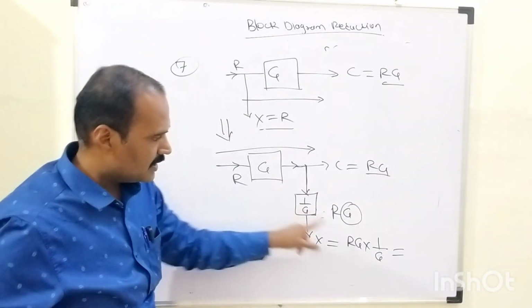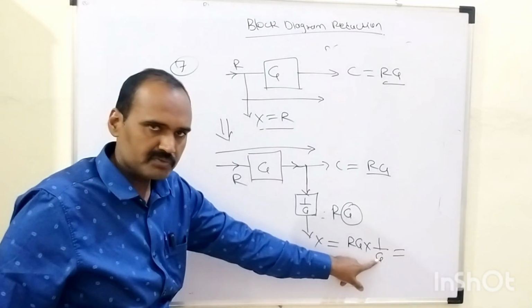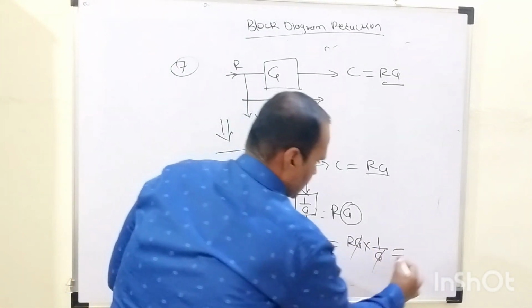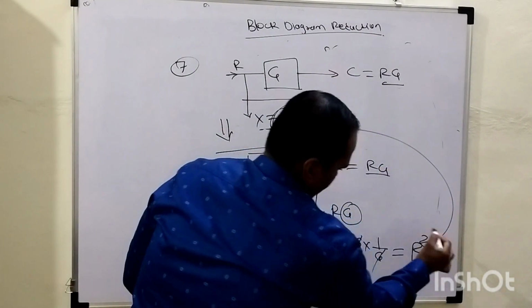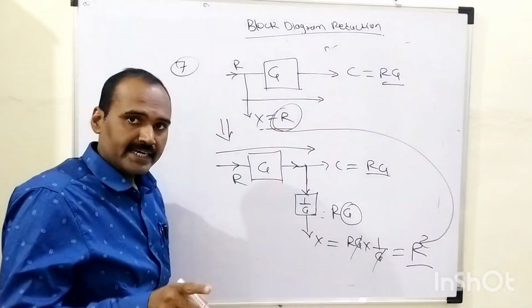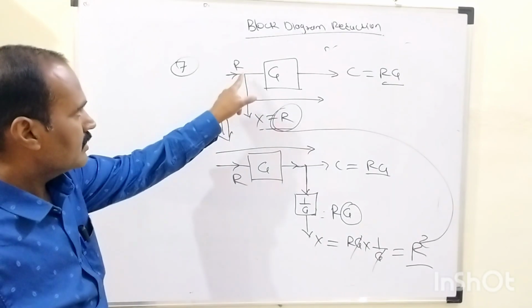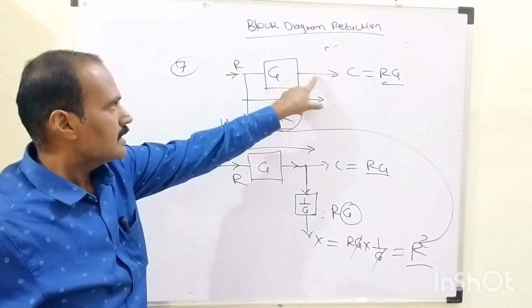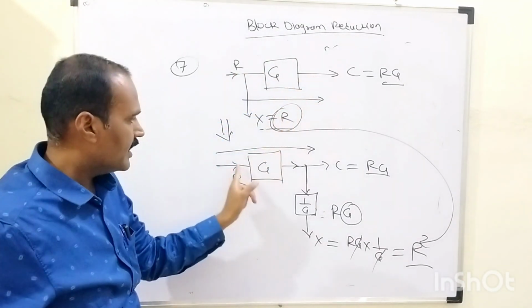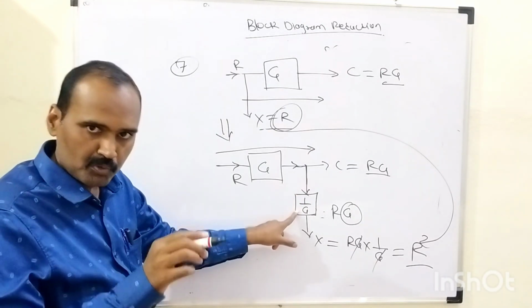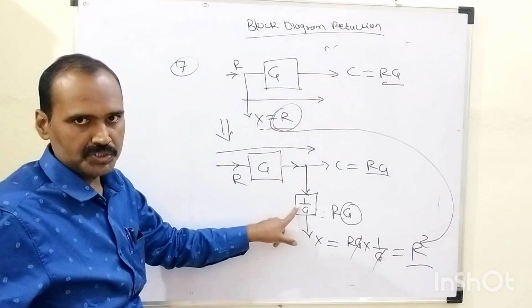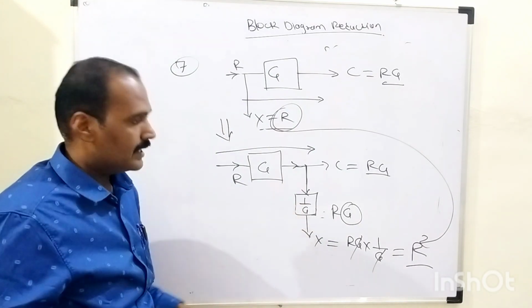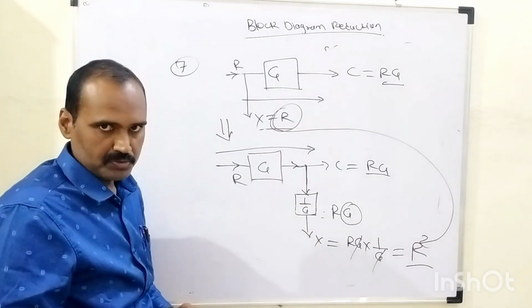And this input is being multiplied by the gain of this block, so it is 1 over G. So obviously G will get cancelled. X equals to what? R. The same statement we want here, right? Means in that reduction rule number 8, in order to shift this takeoff point after this given block, we need to add one more block whose gain is exactly equal to the reciprocal of that original one. So this is all about the 8 different reduction rules.